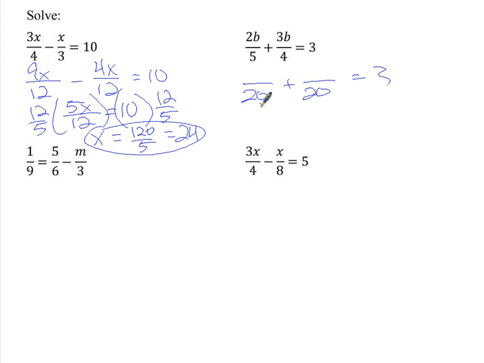What do I do to 5 to get to 20? Multiply by 4. So I got to do the same to the numerator, which will give me 8b. What do I need to do to 4 to get to 20? Multiply by 5, so my new numerator will become 15b. Okay, now we can combine like terms. What do we get? 23b over 20, right? Equals 3. Okay, now what can we do?